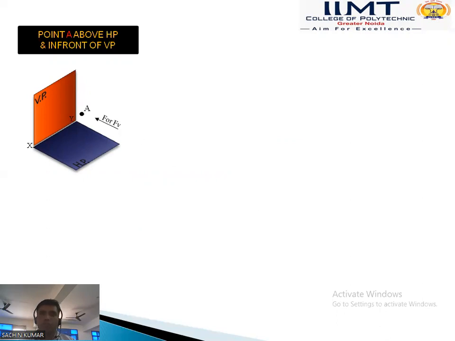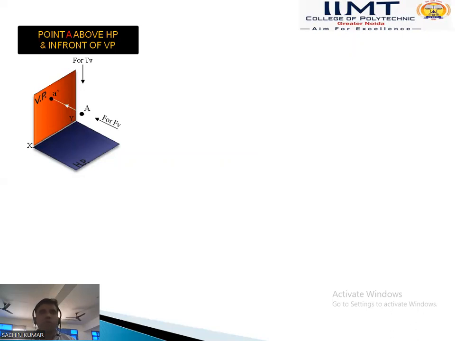First, the front view goes to the vertical plane and the top view goes to the horizontal plane. The front view is denoted by a dash, A dash. We always remember that if we draw the front view, we use the dash notation, and we use small letters. If you draw the top view, we don't use a dash. So for the front view always use the dash, and for the top view we don't use the dash.